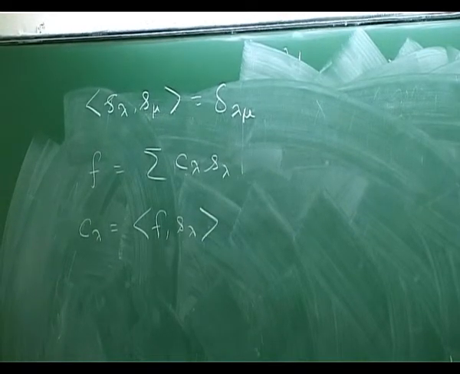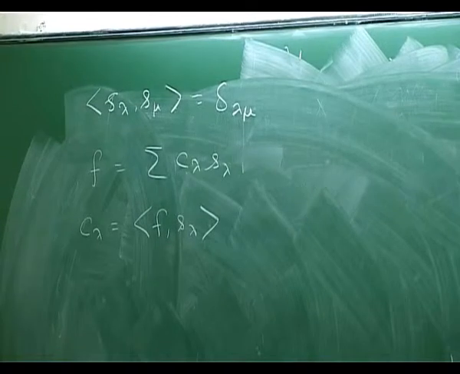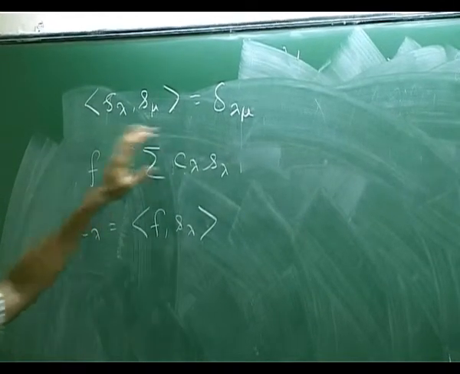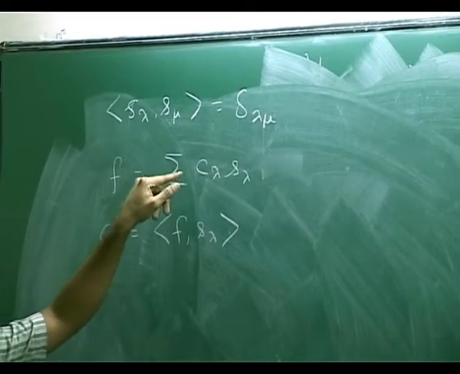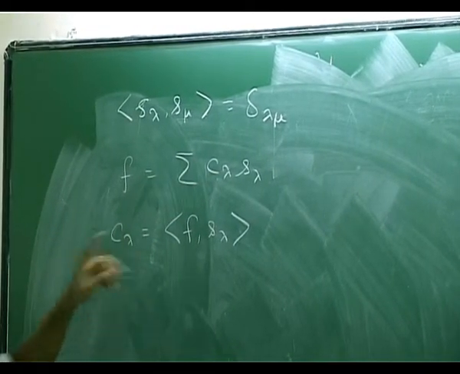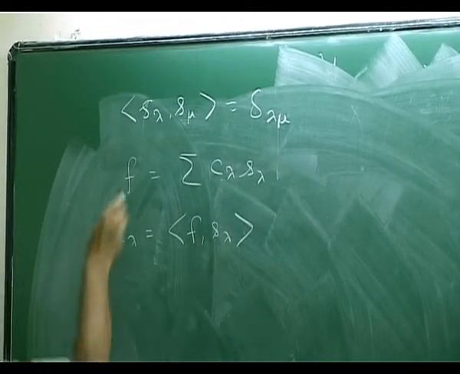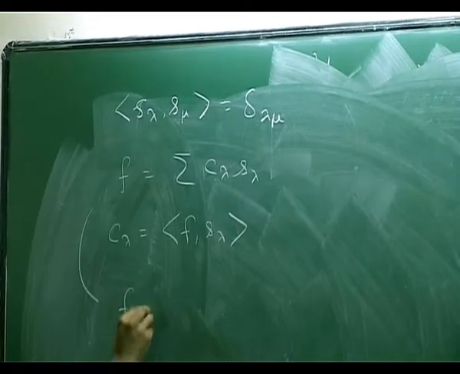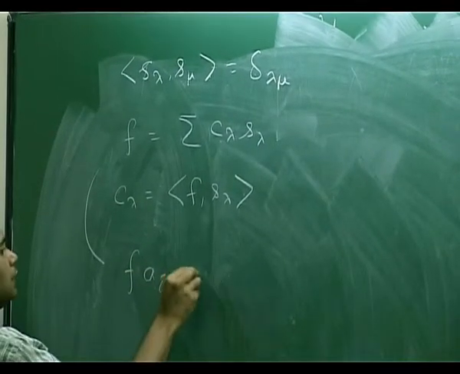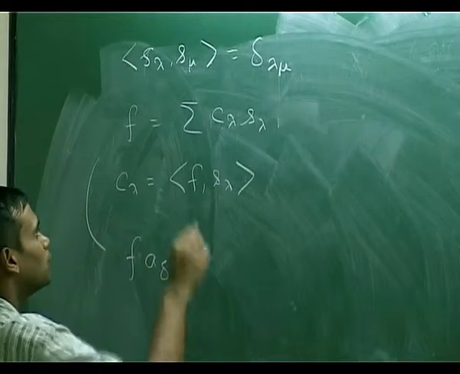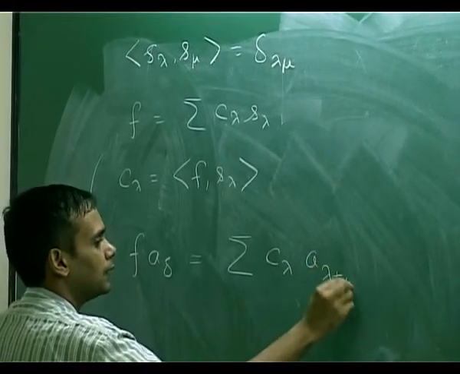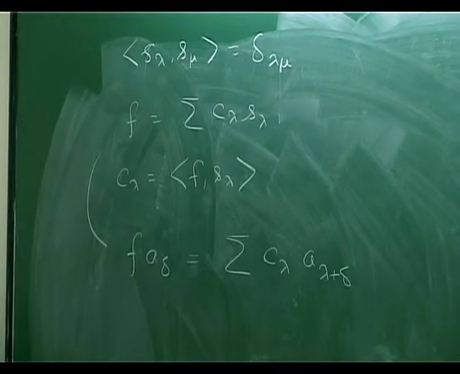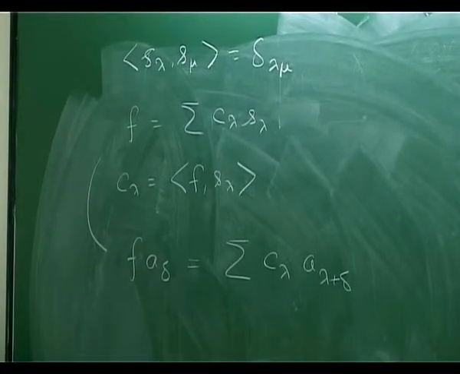And so let's just say we have this kind of expansion. How do we find these C lambdas? So here's a nice trick for that. Take this expansion, then I can rewrite this as f a delta is equal to, just multiply both sides by a delta, the sum of C lambda a lambda plus delta. Right? Okay.